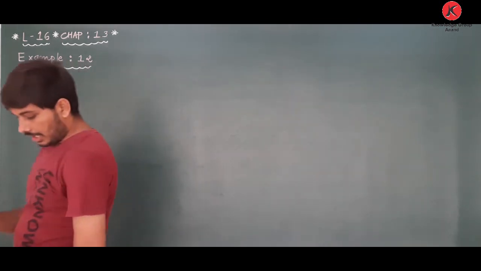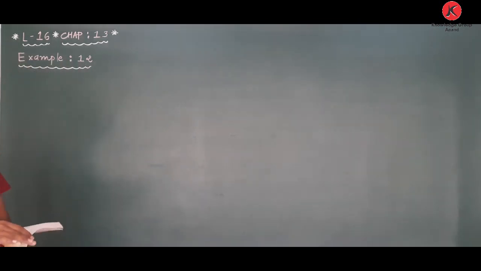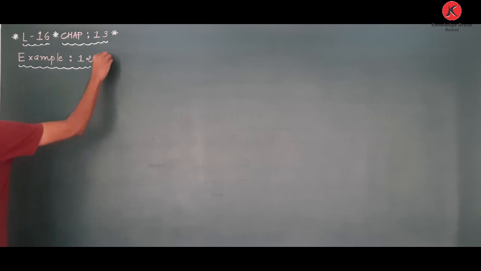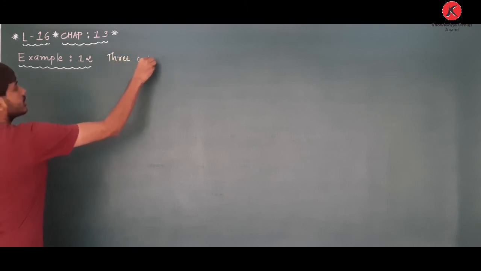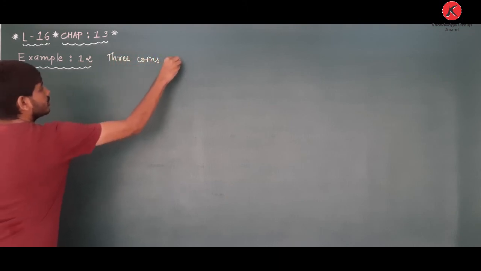Now we are going to discuss the next example, example number 12. In this example it is given that 3 coins are tossed simultaneously. The 3 coins are tossed, so the sample space.